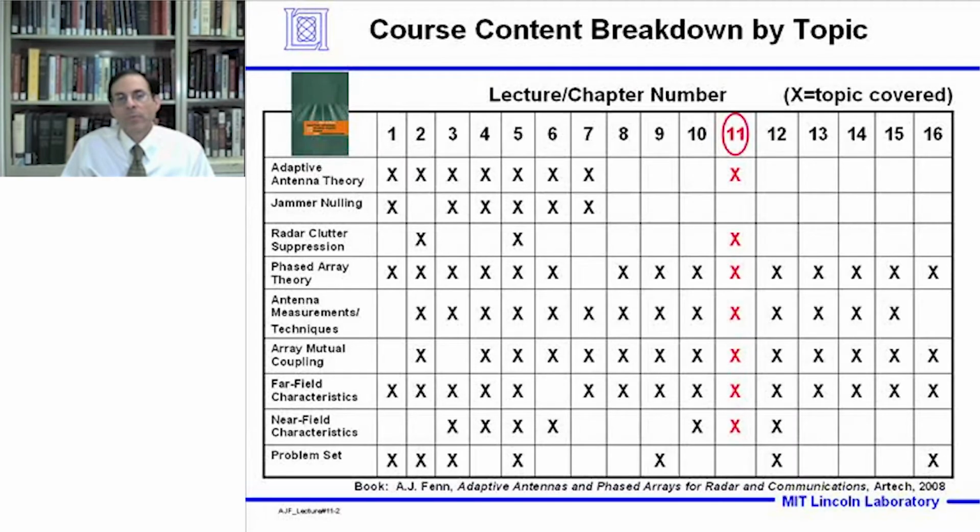Here's the course content breakdown by topic. This is lecture number 11. We'll be covering some adaptive antenna theory in the context of radar clutter suppression. We'll be covering some phased array theory and antenna measurement techniques. We'll be including the effects of array mutual coupling, and we'll be investigating far field and near field characteristics. Chapter 11 of the book, Adaptive Antennas and Phased Arrays for Radar and Communications, can be used to supplement this lecture.